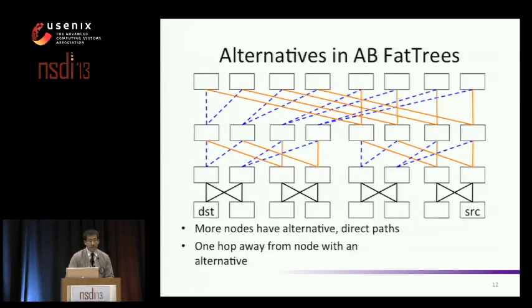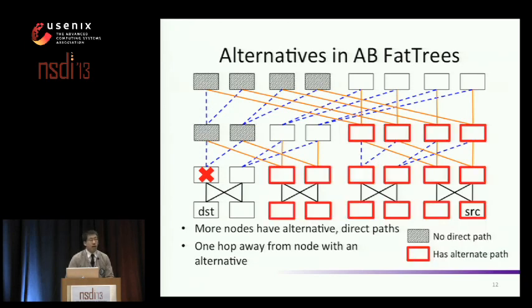And so if we go back to this example we had before, where a source is sending to a destination, and there's a failure on the downward half of the path, we see that there are a lot more alternatives in this topology, and that they're much closer to the point of failure. In fact, instead of needing to inform switches all the way on the other side of the network, this topology actually guarantees that every switch is at most one hop away from a node with an alternative. That now gives us the ability to recover immediately at the point of failure.